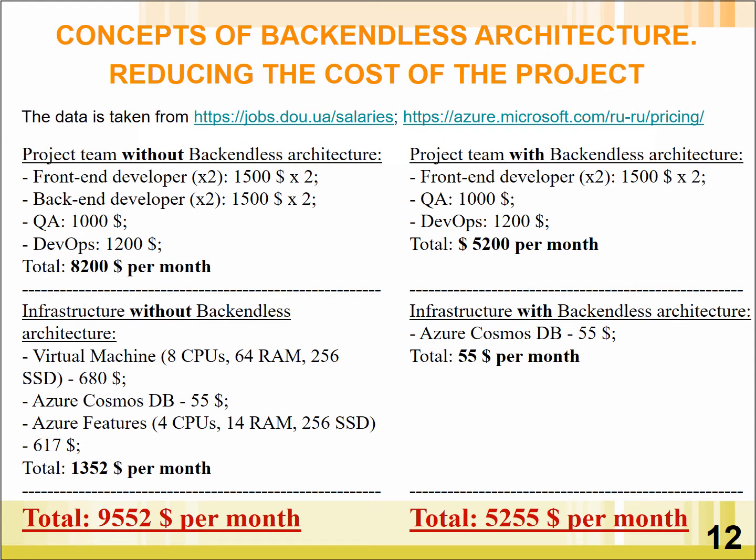On this slide, you can see the reducing the cost of the project, and you can see two parts, left side and right side. The left side is the cost of the project without backendless architecture, and the total cost is $9,552 per month, and the cost of the project with backendless architecture is $5,255 per month. And you can see that using backendless architecture is much cheaper than projects without backendless architecture.